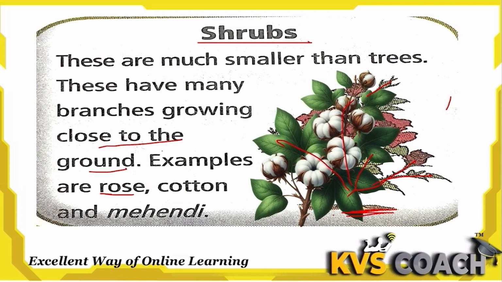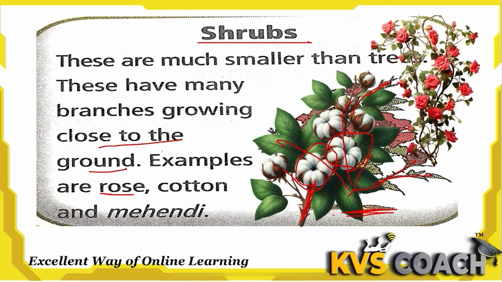This is the cotton plant. Here is the fruit of cotton, the flower of cotton, and this is a branch, and these are the many branches of the plant. This is also a red rose plant. You can see here this is smaller than a tree and it has many branches, and on the branches there are many leaves and flowers. So this is called a shrub plant.